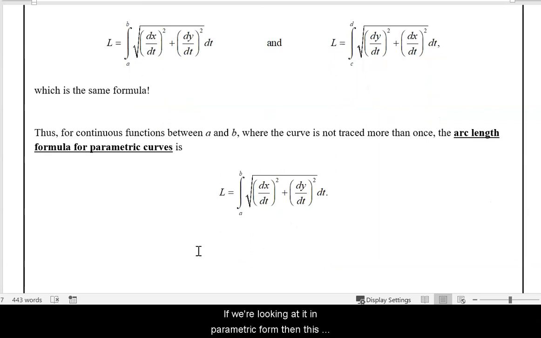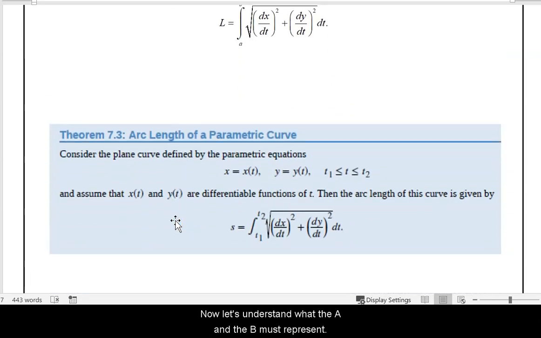If we're looking at it in parametric form, then this does form the formula. Now let's understand what the A and the B must represent. The A and the B must, in fact, now that our differential is dt, refer to the first t value and the second t value. In other words, if we're tracing in the positive direction, t1 must be less than or equal to t, which is less than or equal to t2. This will guarantee that we can cancel out the absolute value with the fraction form of it coming from the differential.